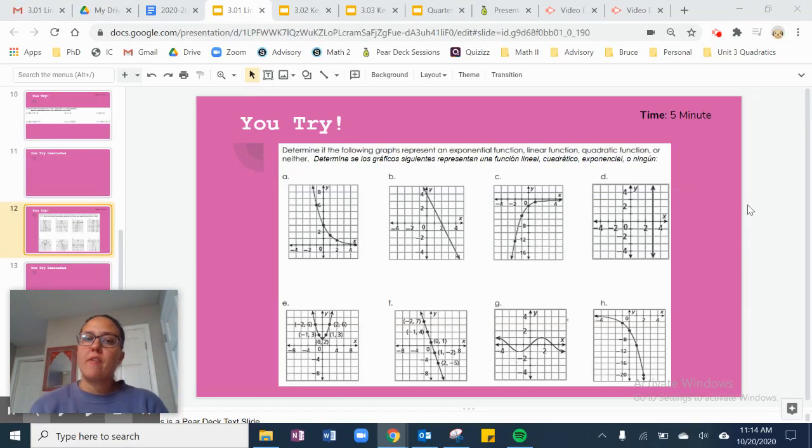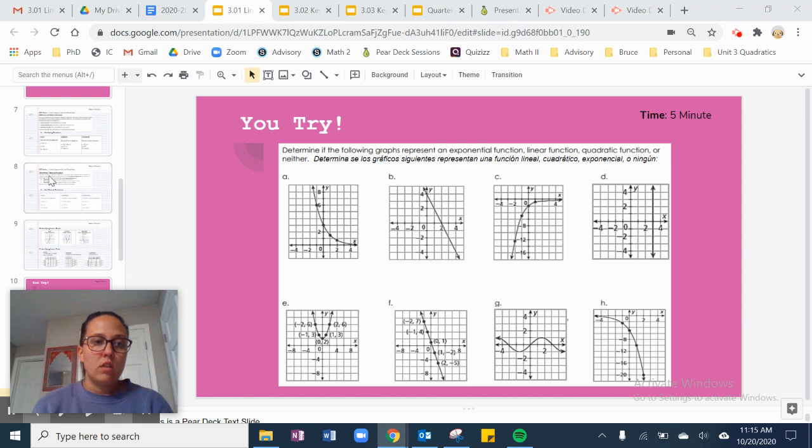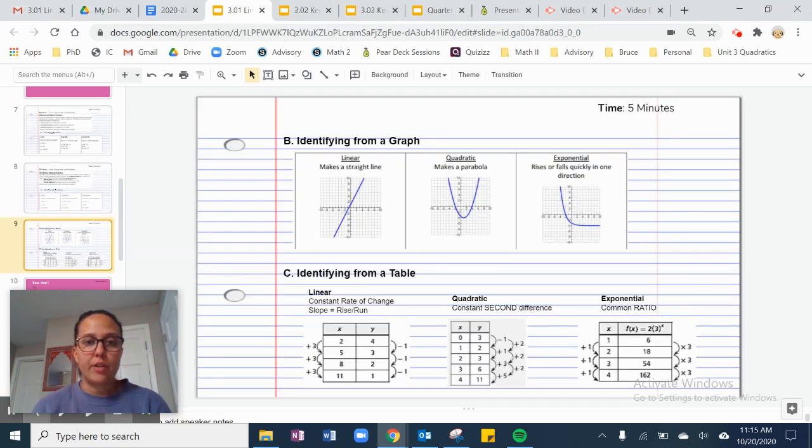Determine if the following graphs represent exponential functions, linear, quadratic, or neither. So when we go back to our notes, we see that linear functions form a straight line, quadratics form a U, we call it a parabola, an exponential has a graph that increases or decreases really quickly and also really slowly, right? That's why we have that really steepness that we have at the beginning and then the flatness at the end.